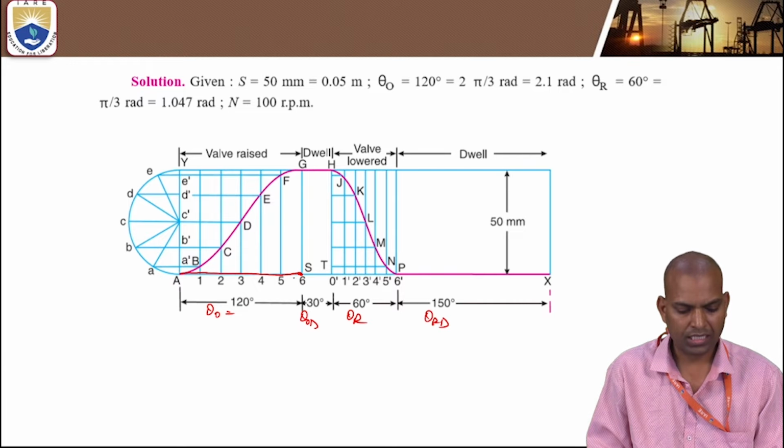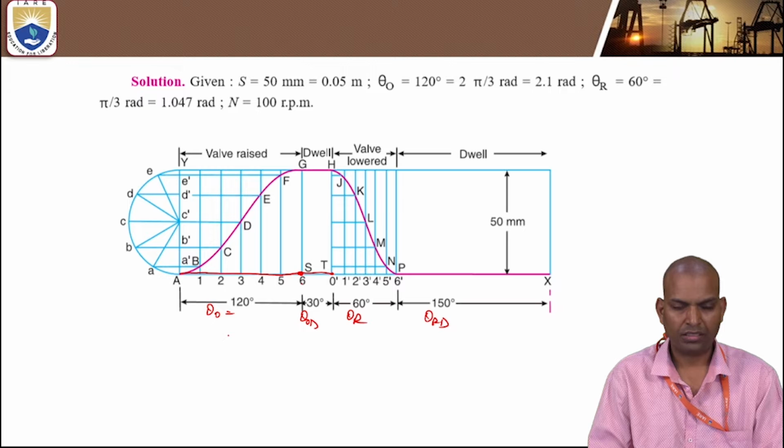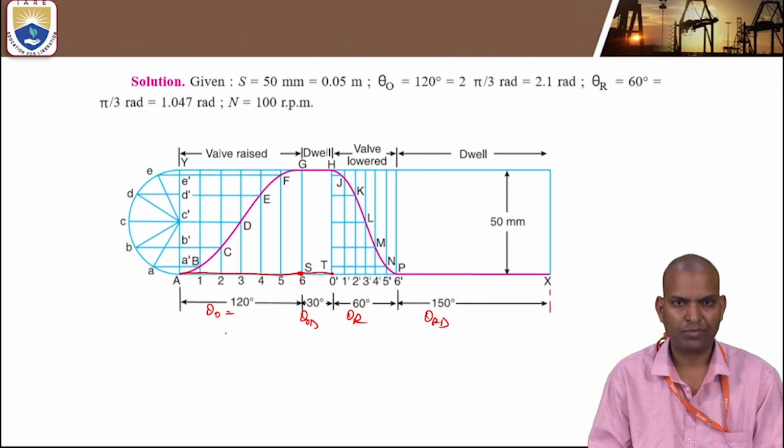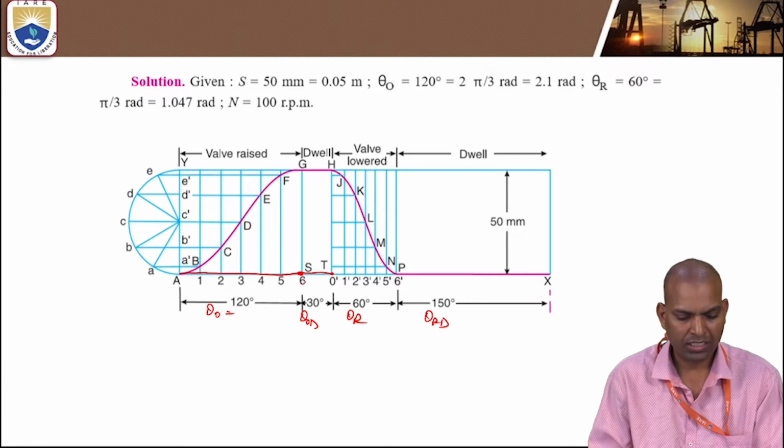Here AS is 6 centimeters, or 6. The length of this one is 6 centimeters. And this is 30 degrees, 1.5 centimeters. And again the return stroke. Even though we have mentioned the outstroke, return stroke and dwell angles here, these values are in terms of centimeters. So the outstroke is 6, there is 1.5, again the return stroke.